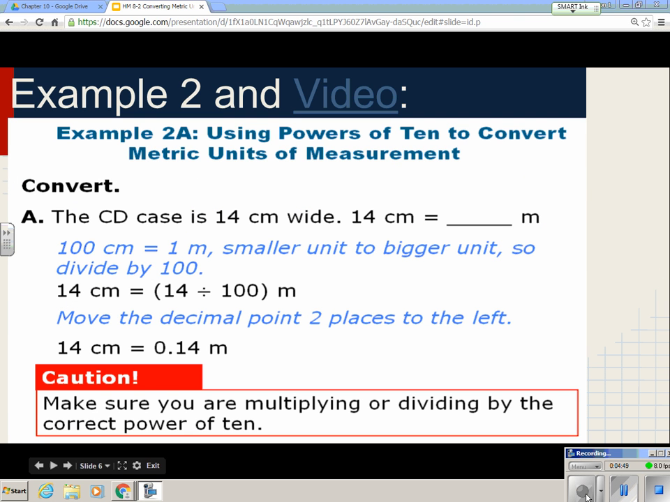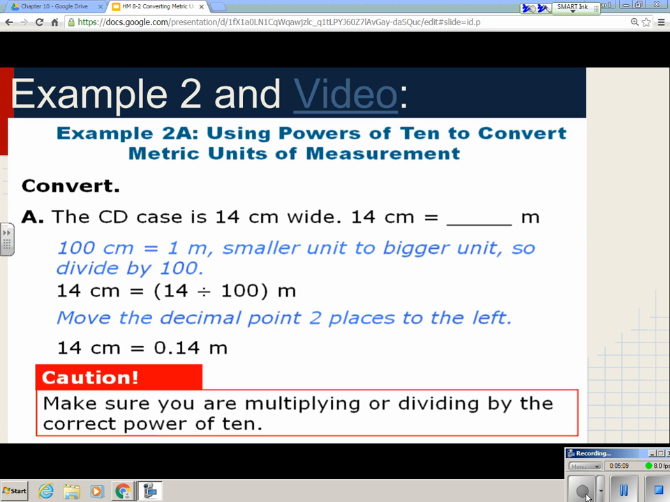All right, without using the words, let's just simply look at some problems here. So if we had to convert CDs from a CD case of 17 or 14 centimeters wide, and we had to bump it up to meters, remember, all you're doing is you're noticing that 100 centimeters equals 1 meter.